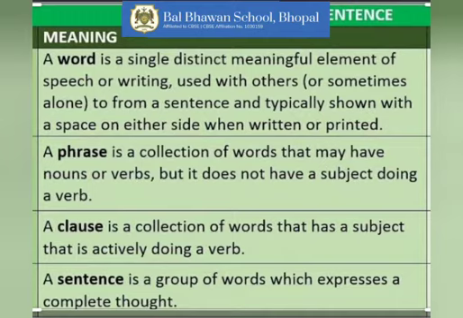What is a phrase? A phrase is a collection of words that may have nouns or verbs but does not have a subject. For example, at the door, on the bed. What is a clause? A clause is a collection of words that has a subject that is actively doing a verb. Example, he must stop laughing.